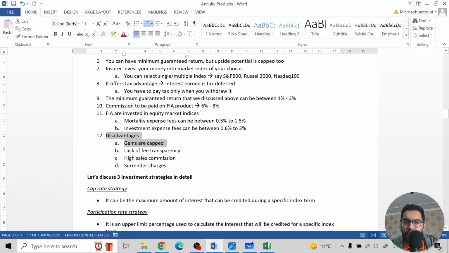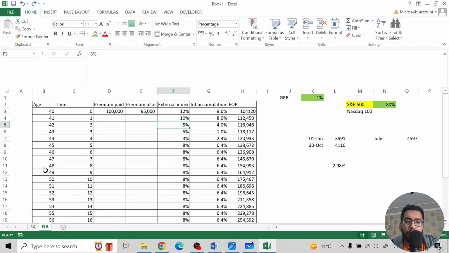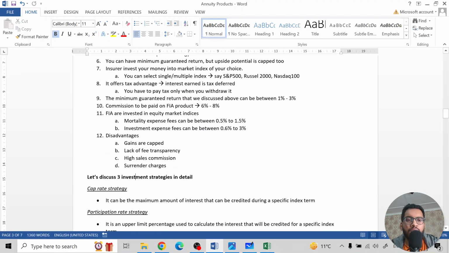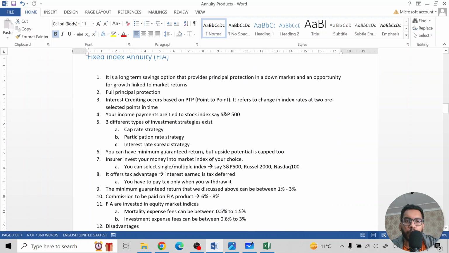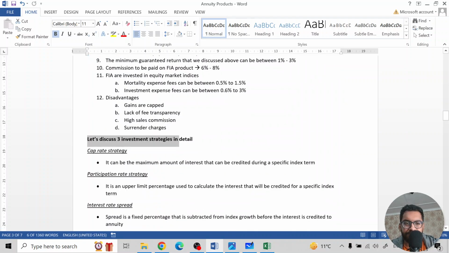Disadvantages can be that the gains are capped. We discussed lack of fee transparency and high sales commission. There will be surrender charges if the person, let's say, does not want to continue and wants to withdraw at this point of time. There can be a surrender penalty which can be as high as 10%. Okay, so now let's discuss these three investment strategies that we were talking about: cap, participation, and interest rate spread.